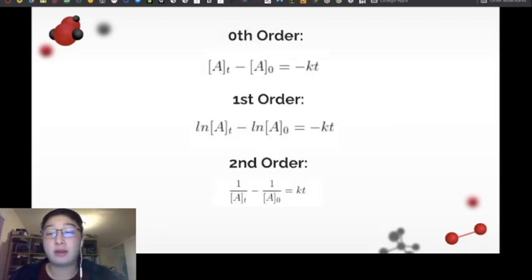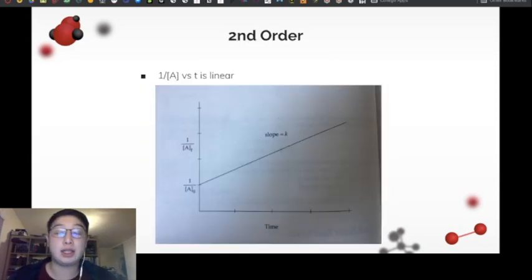Now you can actually see where this comes from. In the integrated rate laws, you can see that first order has the natural logarithm, second order has 1 over the concentration, and zero order has nothing attached to it. So you can equate those to what linearizes their graphs.